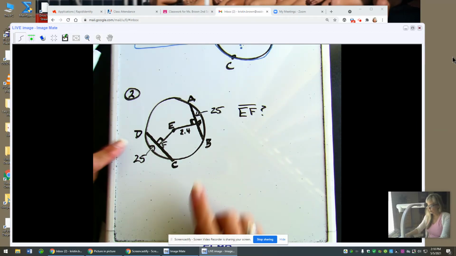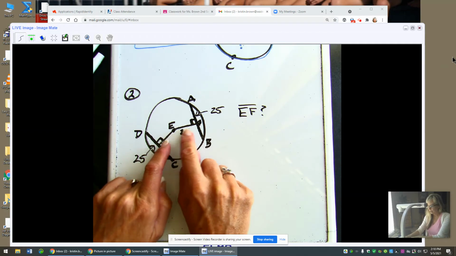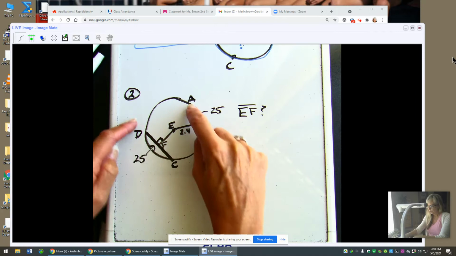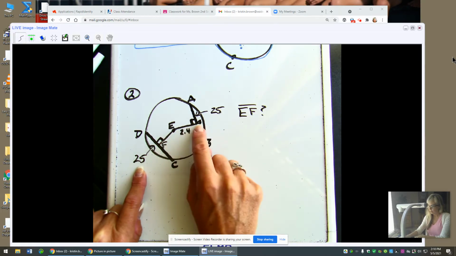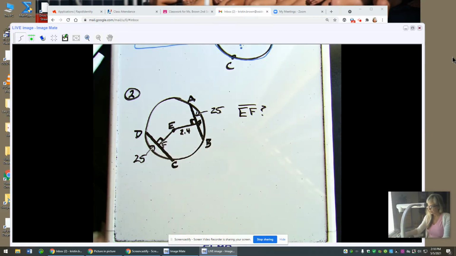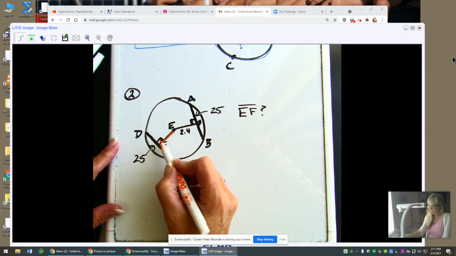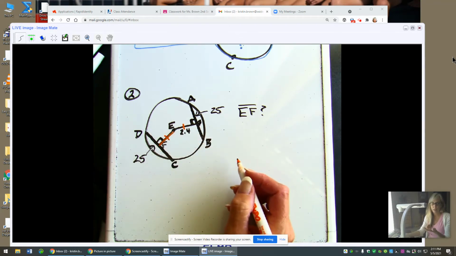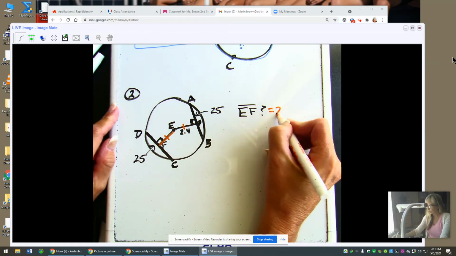This one has these two chords, AB and DC, and these two segments that are perpendicular to the chords. The two chords are congruent. And these segments, we're asking for this segment here, EF. If they're perpendicular here, and if the chords are congruent, that means the segments are congruent. So EF is also 2.4.